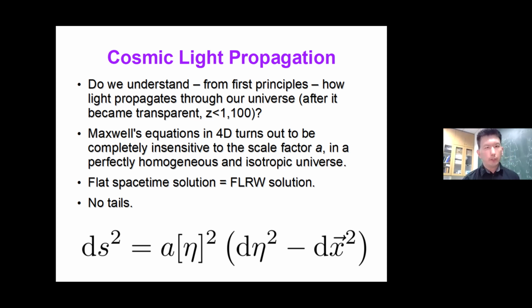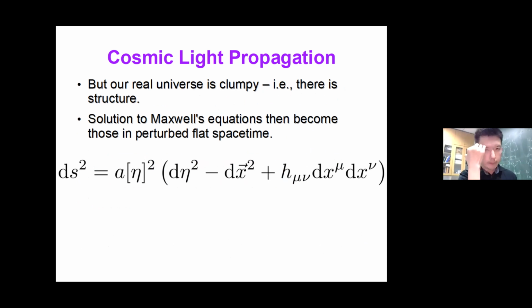It turns out that Maxwell's equations are completely insensitive to the scale factor that shows up in the geometry of a perfectly isotropic and homogeneous universe. So right away, you can tell that the flat space solution, in fact, carries over directly to the cosmological solution for Maxwell's equations. So this is an exception to the discussion of tails that we had at the very beginning of my talk. So there are no tails for electromagnetic radiation if you are in a perfectly homogeneous and isotropic universe. But of course, that's not quite the universe that we live in.